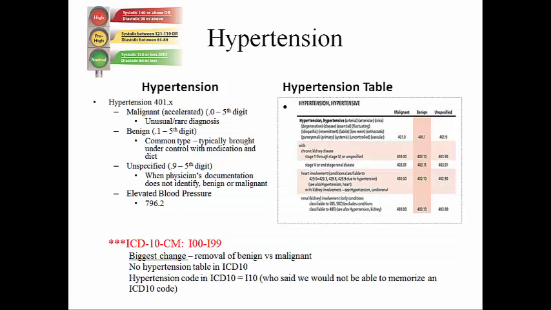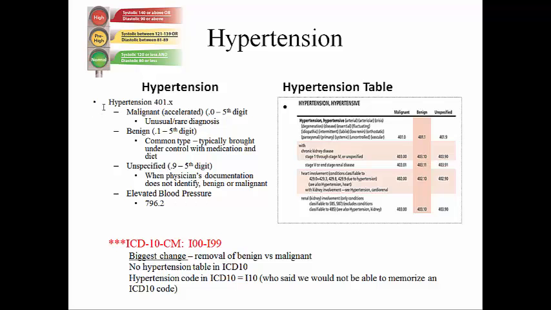So hypertension is usually a chronic condition, and it's often identified by a systolic blood pressure, that top number, above 140, and/or a diastolic blood pressure, that bottom number, above 90. The physician, though, must document hypertension. The coder cannot assume the diagnosis of hypertension just from an elevated blood pressure. If there's only documentation of elevated blood pressure, then the coder would just code elevated blood pressure, 796.2.